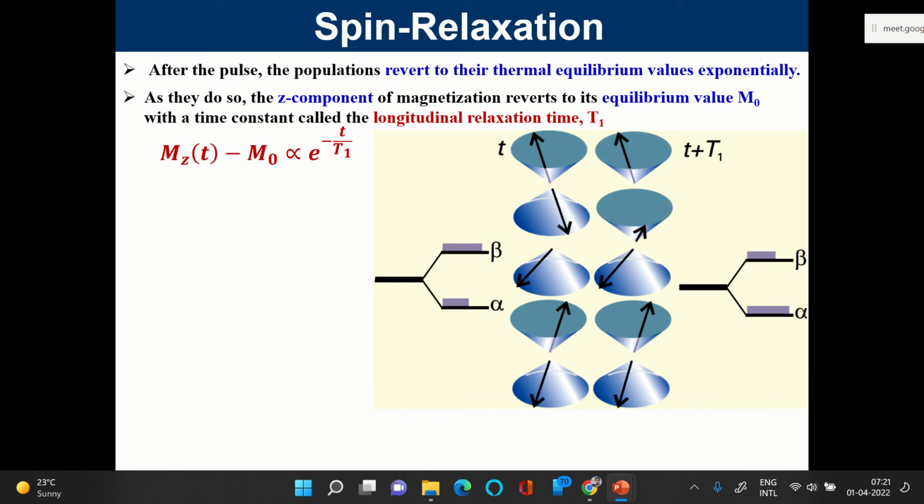So you can see how the spins are arranged, pointing up, an upward cone.